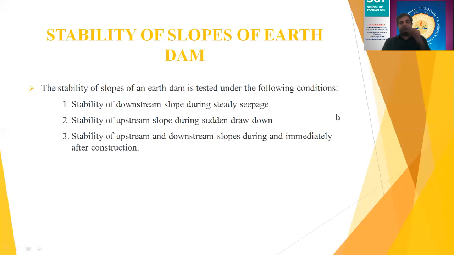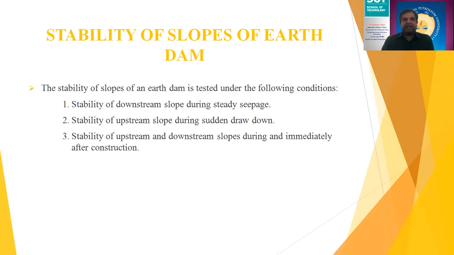Okay, so in the last lecture, we have seen this method, which is stability of earth dam or stability of slope for the earth dam. And we have seen these three conditions: stability of downstream slope during steady seepage, stability of upstream slope during sudden drawdown, and stability of upstream and downstream slope during and immediately after construction.